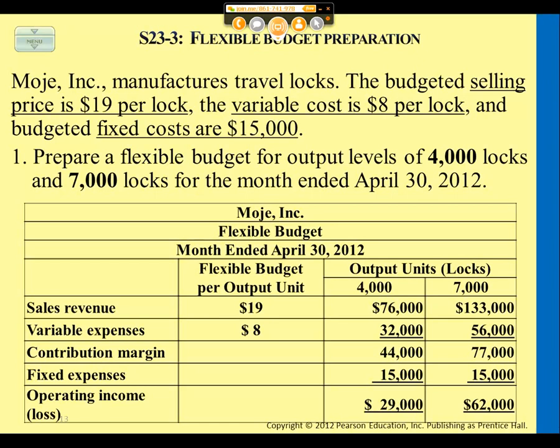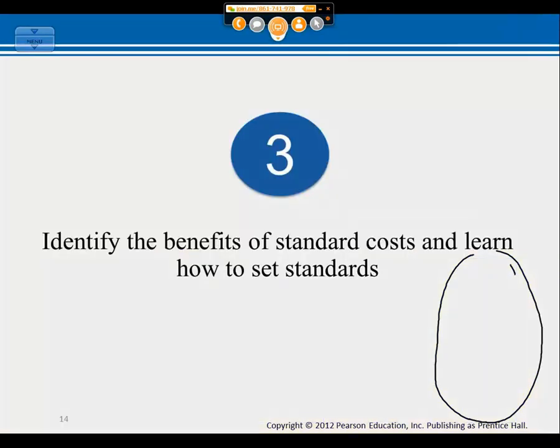Once we have this flexible budget in place, if, for example, that month I produce 7,000, I can go back in here, I can look at these numbers, right? And that's what I'm going to be comparing. So these are your different levels of output, okay? That's a clear definition of flexible budget. We're going to have different levels of output, okay? Just in case you see it somewhere else. All right.